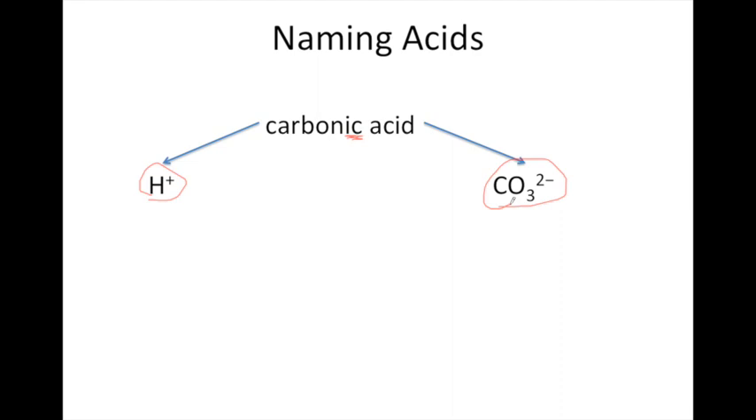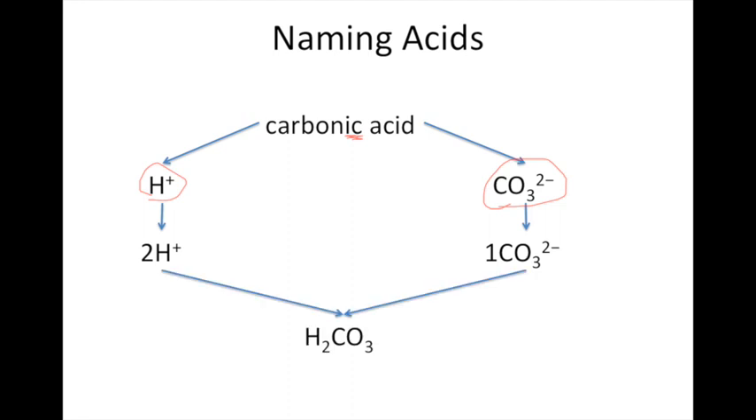Now let's look at our charges. Hydrogen has a +1, carbonate has a -2. So we're going to need 2 hydrogen ions for every 1 carbonate ion. Now we just put them together and we use subscripts to indicate how many of each atom we have in the compound. So we have 2 hydrogen ions paired with 1 carbonate ion to give us a neutral acid.